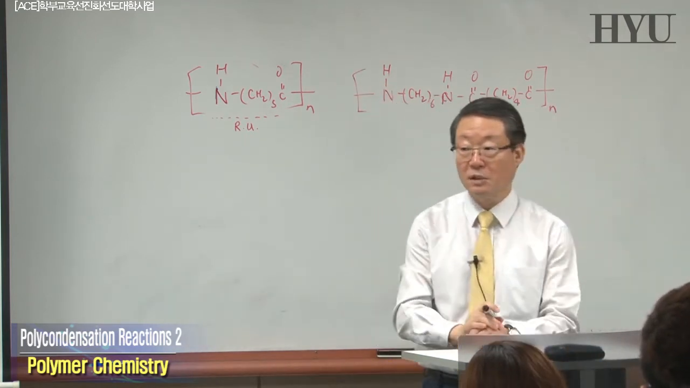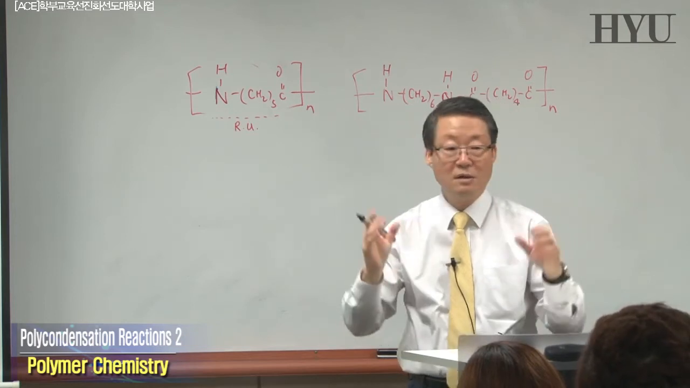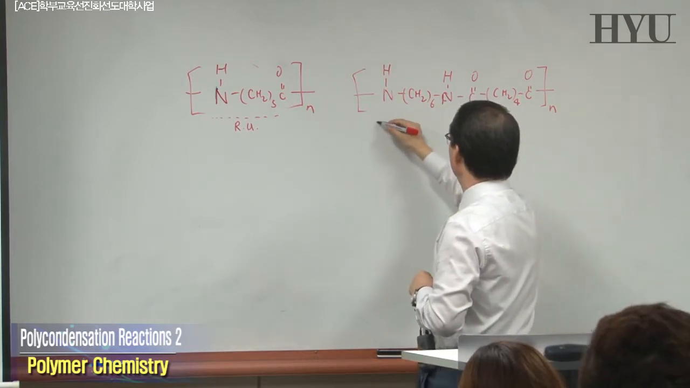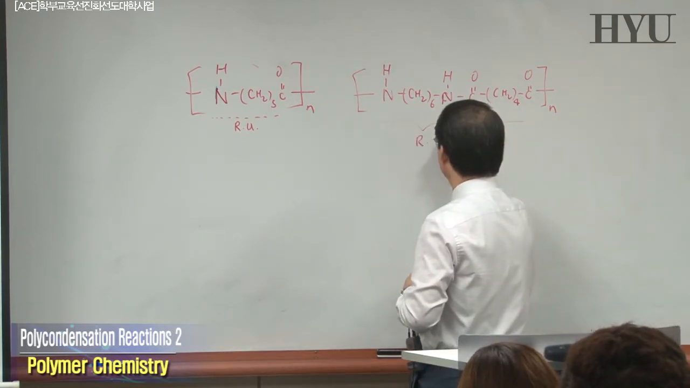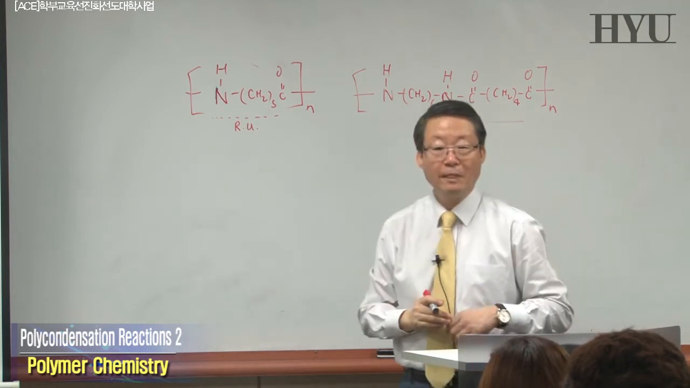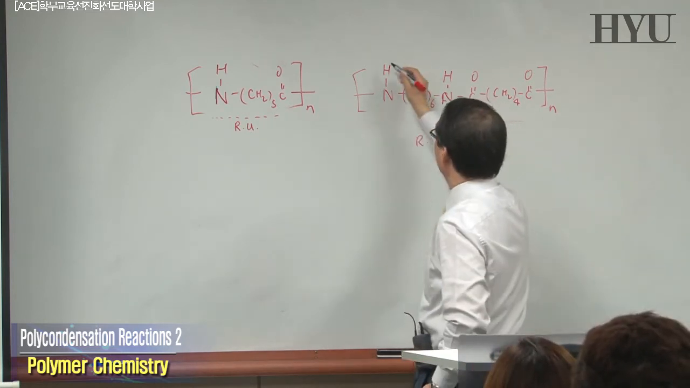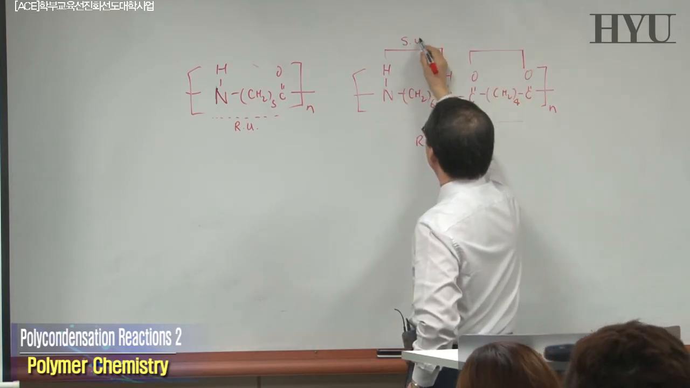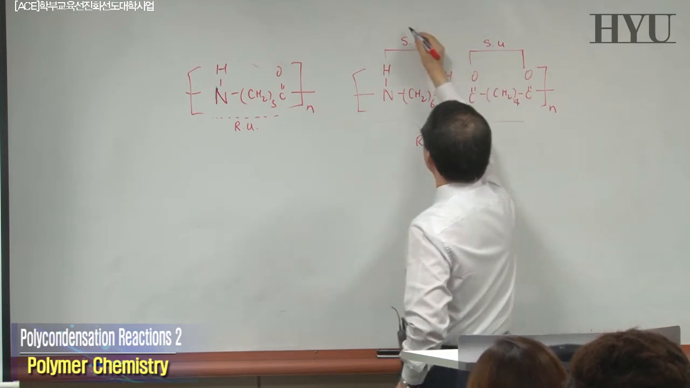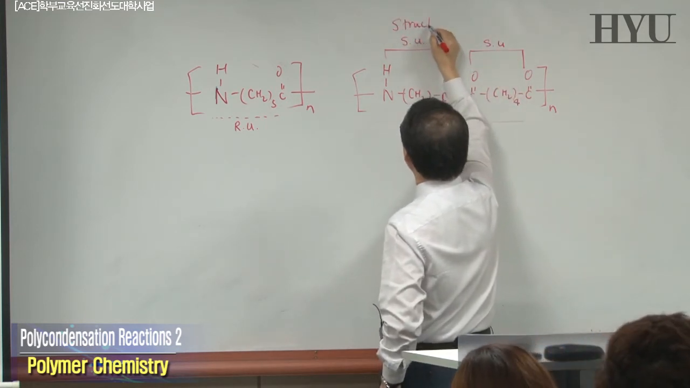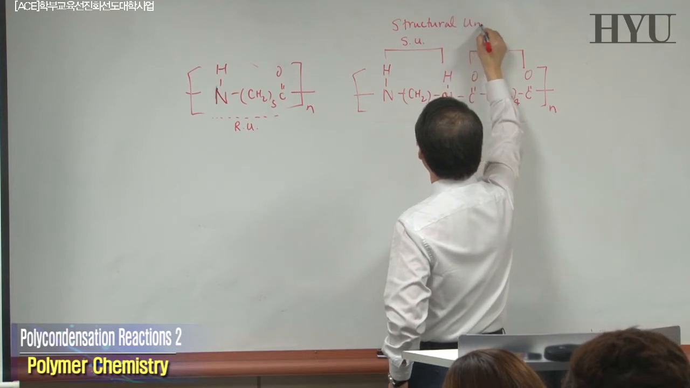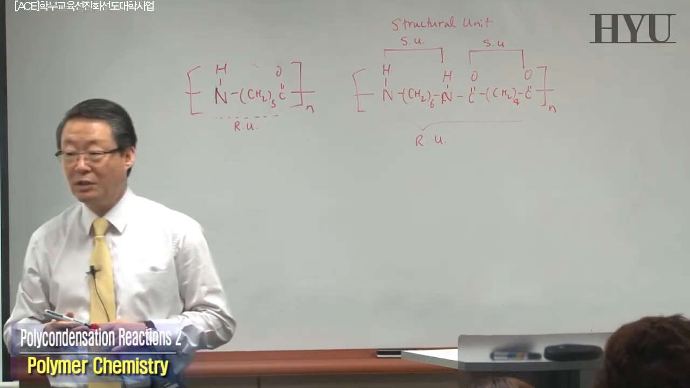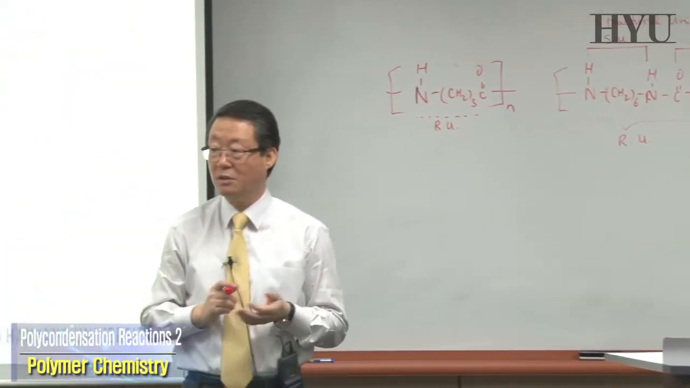Nylon 6,6, right? The repeating unit is in between your brackets, right? So this total is, again, the repeating unit. Now, the structural unit is one monomer and the second monomer. Structural units. So we have two structural units in one repeating unit in the case of nylon 6,6.